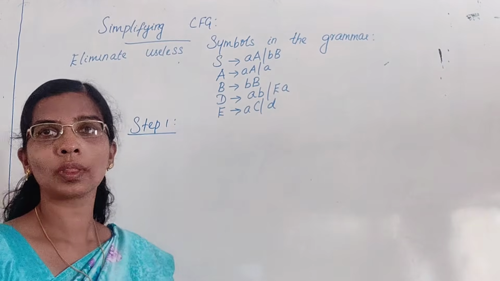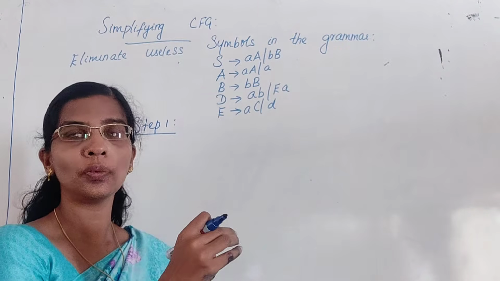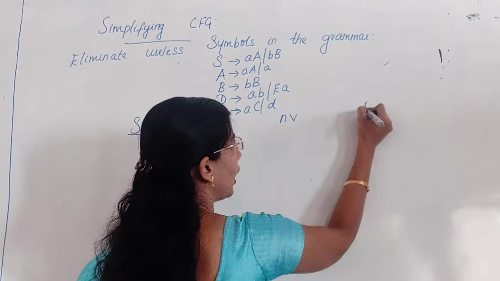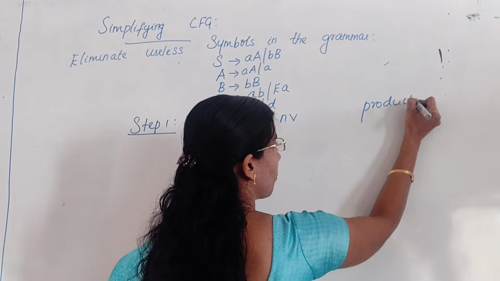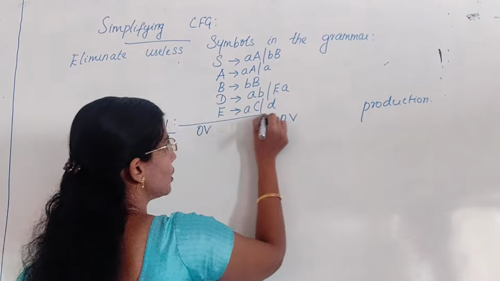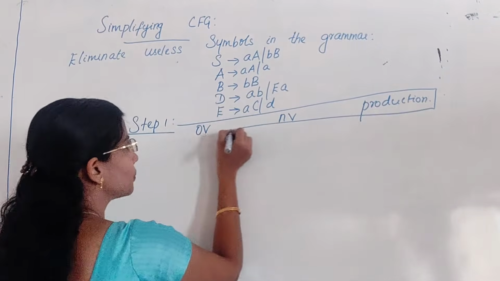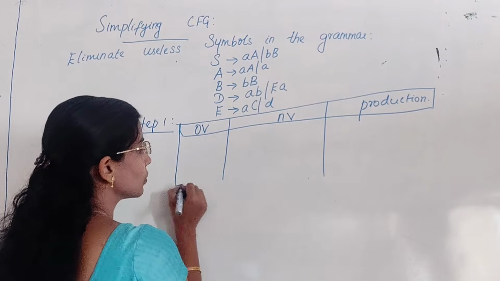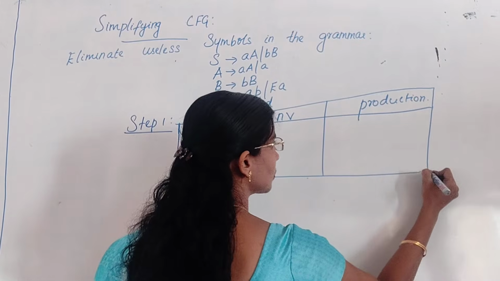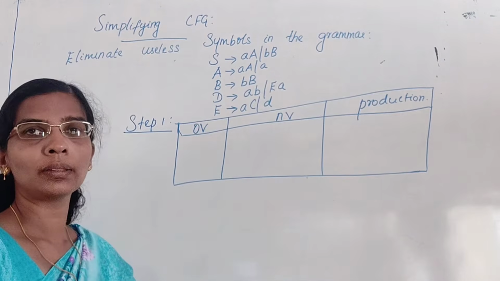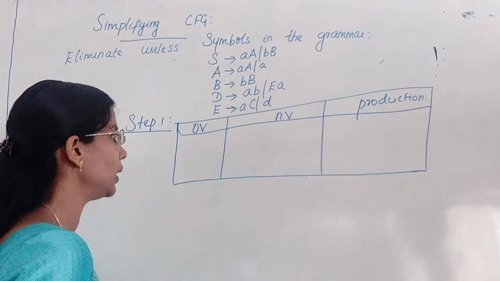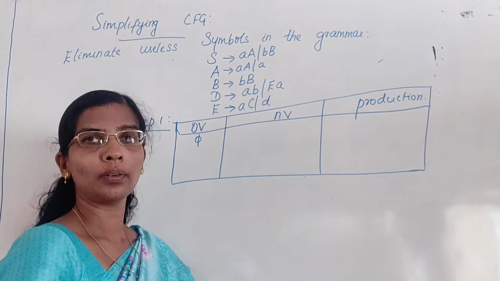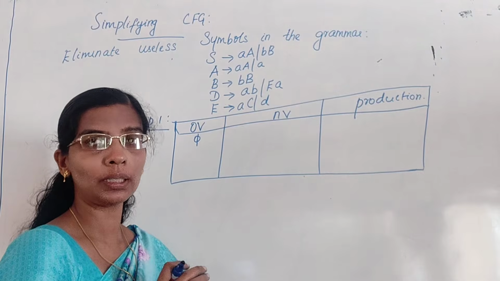Make a table of columns. The columns are old variable, new variable and the productions. Make 3 columns for your first table. Initially, in the very first step, you take this old variable as empty.